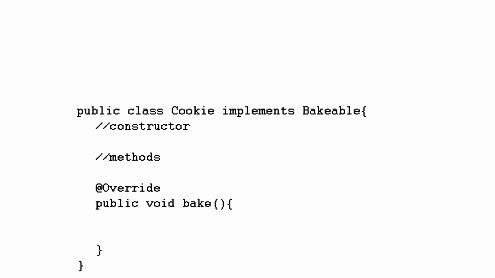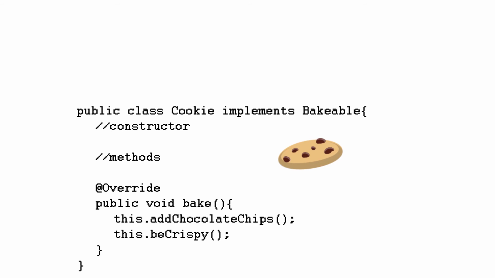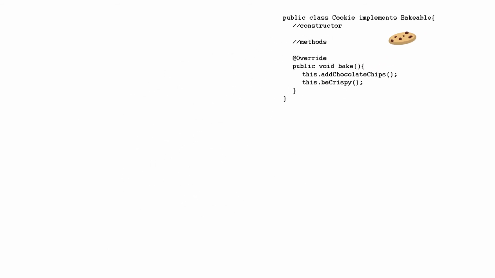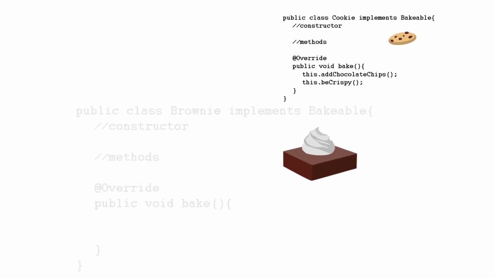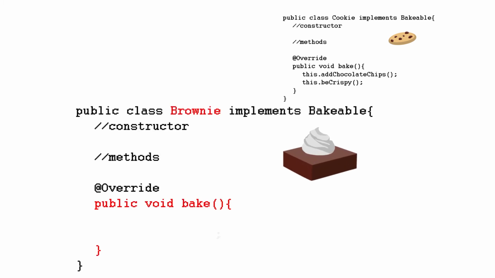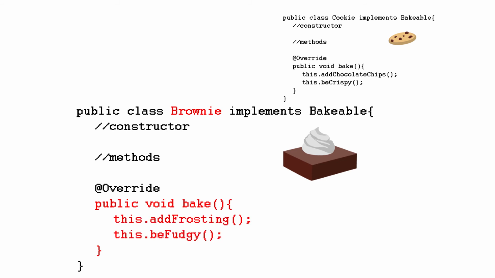Let's say for cookies, we want to bake crispy chocolate chip cookies. In the cookie class, we can define the bake method like this. However, maybe for brownies, we want to create super fudgy frosted brownies. In this case, when we define the bake method in the brownie class, we would write this.